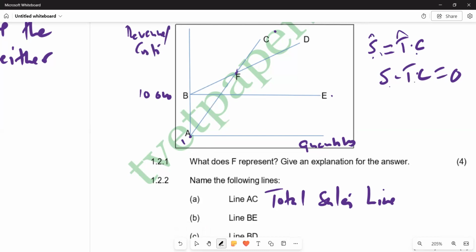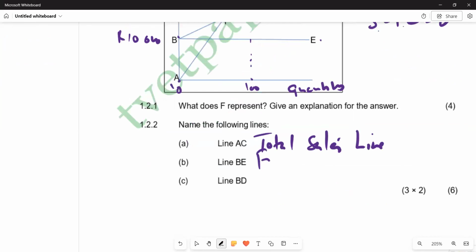So at 0, we have 0 units being produced, but still we are paying 10,000 rands here. And if we produce maybe 1,000 at this point, it means we are also going to pay the same amount of fixed costs. So this represents the fixed costs. They do not change with the level of output. That is the description of fixed costs. So BE represents our fixed costs, the fixed cost line.